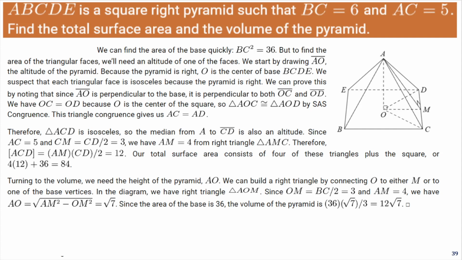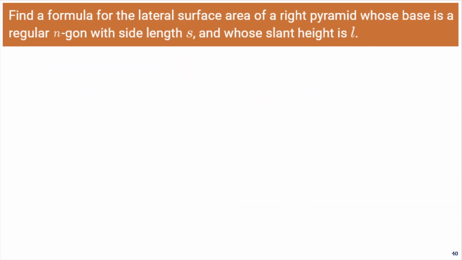So as we saw in this problem, finding the lateral surface area of a regular right pyramid is easy once we know the slant height and the side length. We can even build a formula for it. Okay, if you don't have any questions, let's consider another quiz. Can you find the formula for the lateral face area of a right pyramid whose base is a regular n-gon with side length S and whose slant height is L?